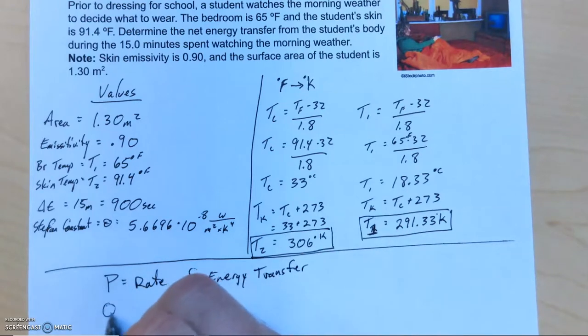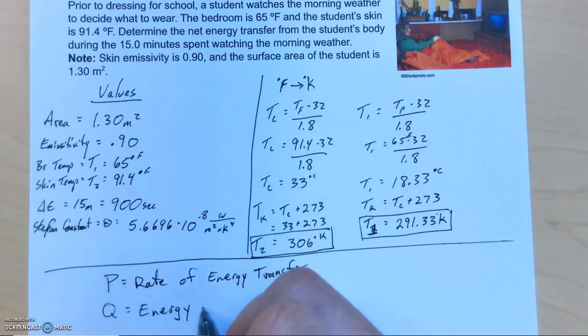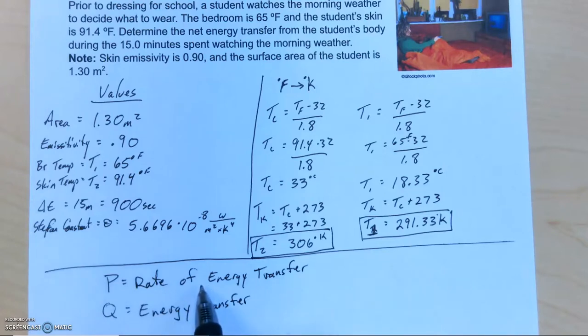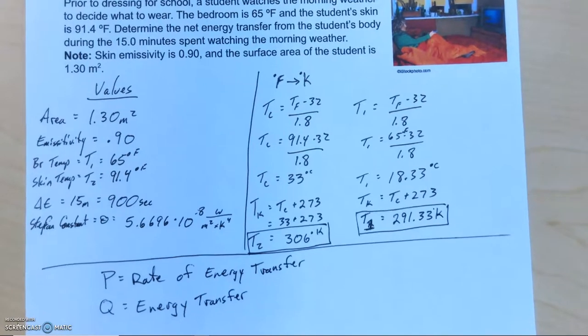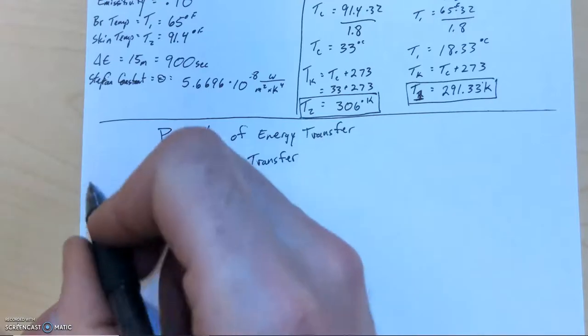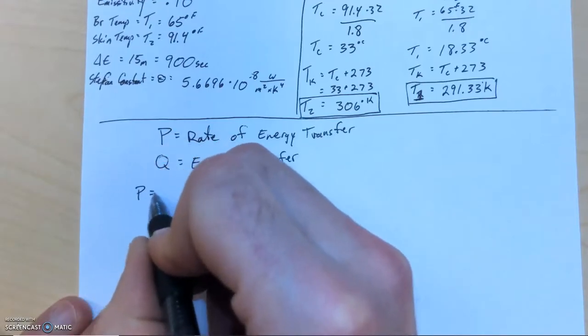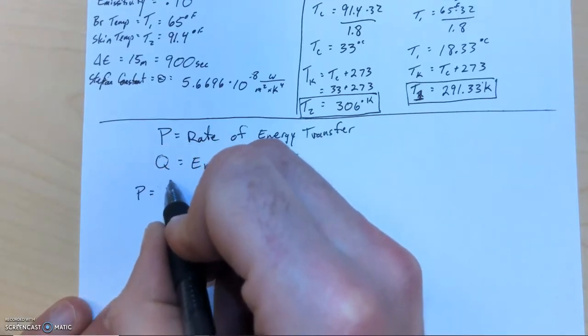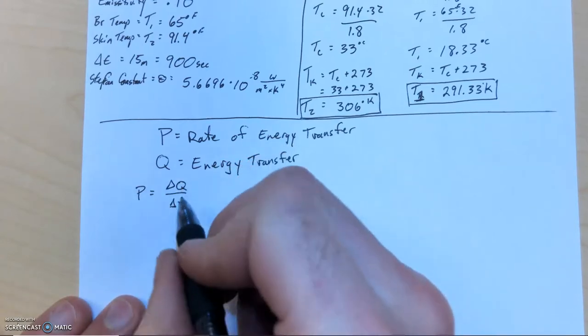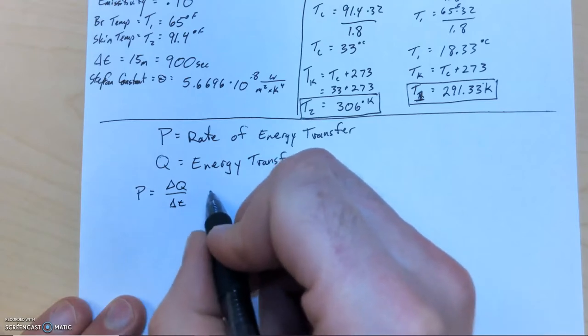And we're looking for Q, which is the energy that's getting transferred into the room. So we want the rate of how fast it leaves the person and gets in the room, and we want to know how much is going to be transferred total. All right, let's move on. This one we know, so P is equal to the change in our energy over a little bit of time. Let's solve for Q though.